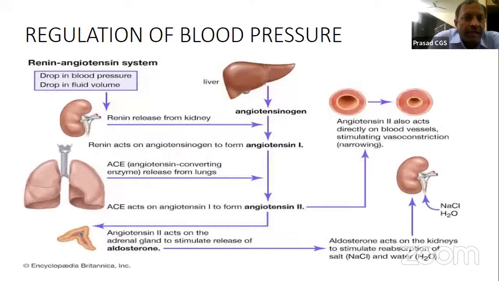This is how the renin-angiotensin system works. The renin, which is secreted in the kidney, converts angiotensinogen to angiotensin 1. This angiotensin 1 is converted into angiotensin 2 by the angiotensin converting enzyme. This angiotensin helps in release of aldosterone from the adrenal gland, which in turn results in absorption of sodium chloride and water in the DCT, and blood pressure is maintained.